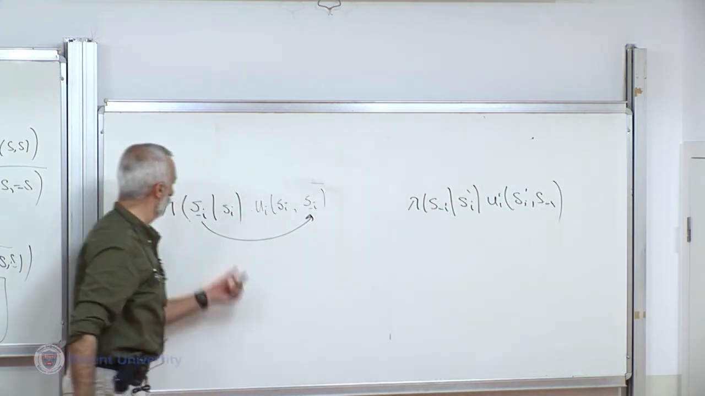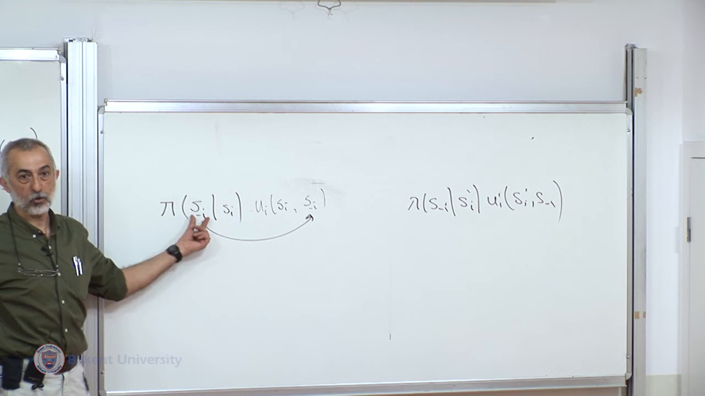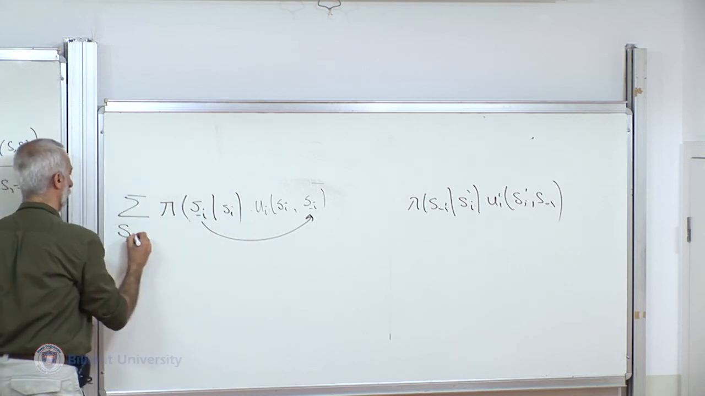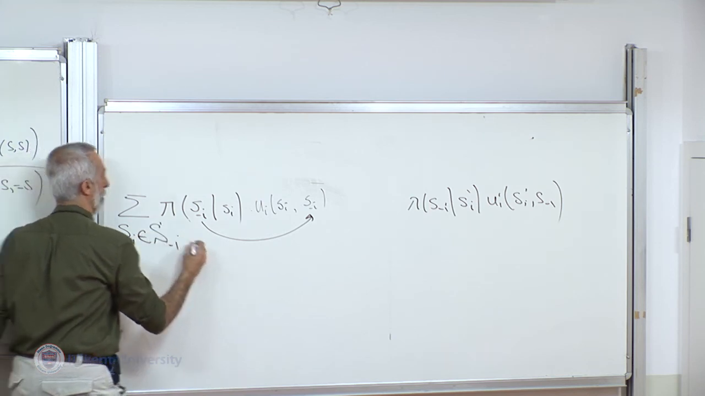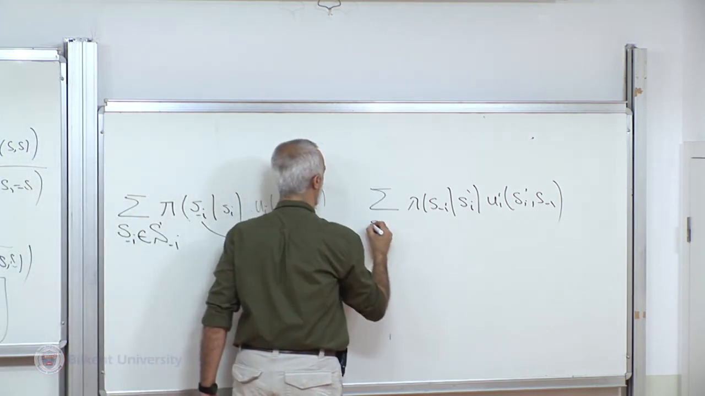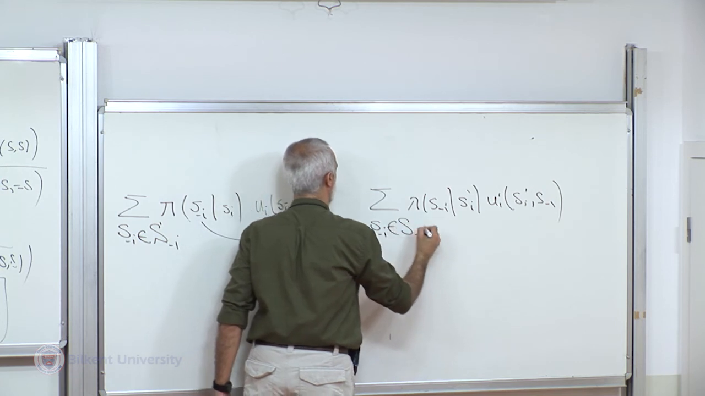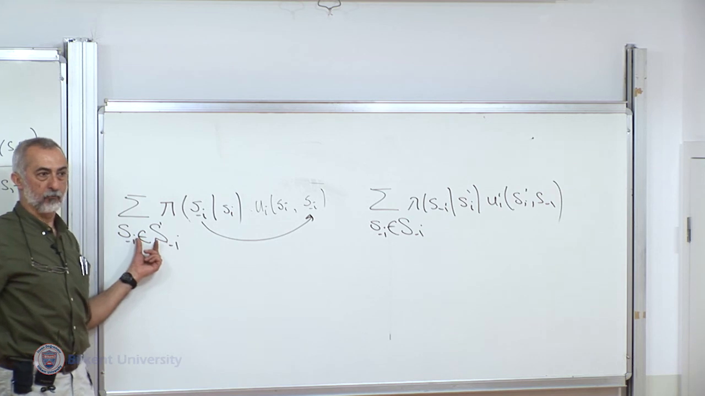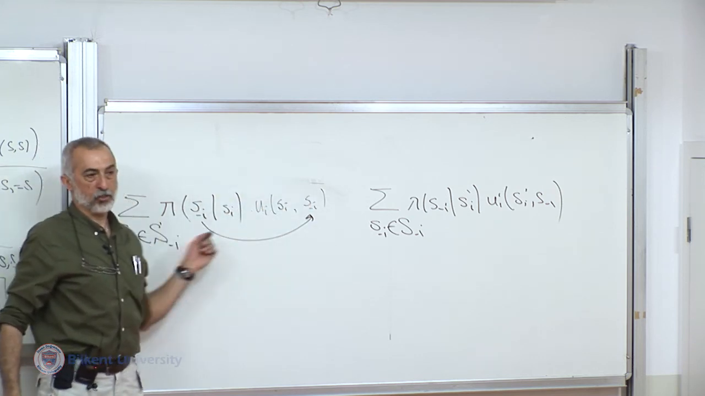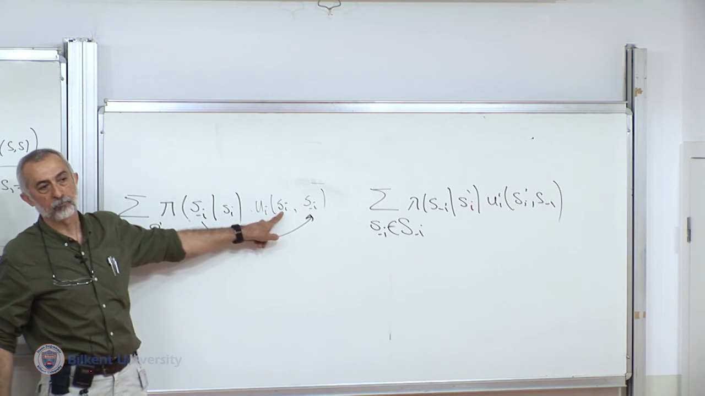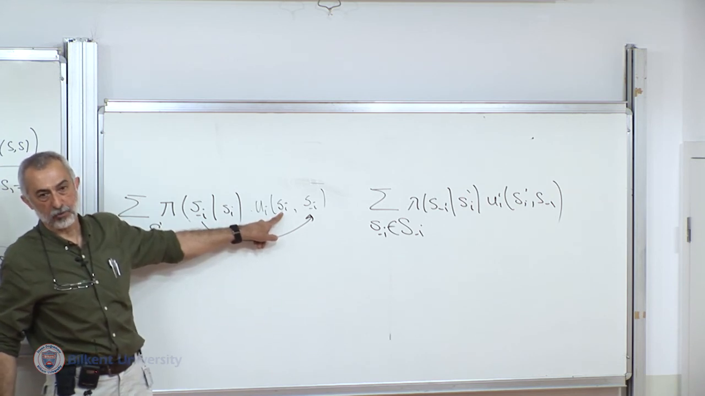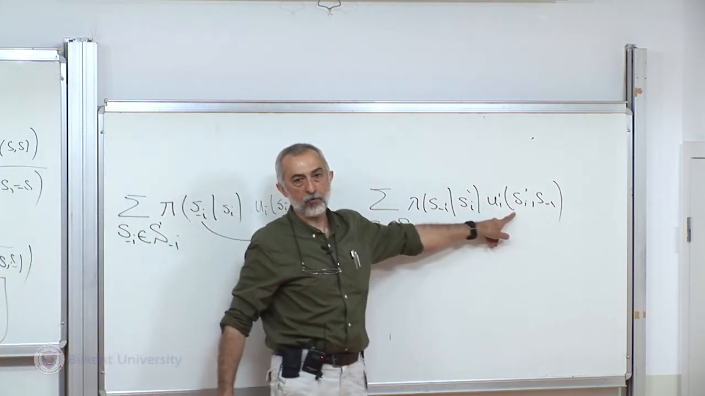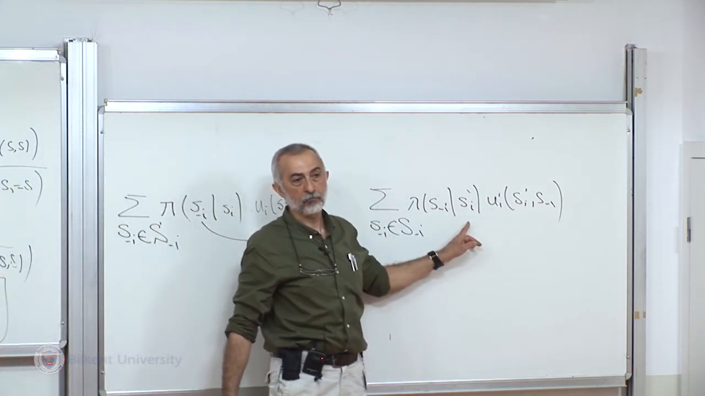And what do we do? Of course, we don't know what S minus I is, so what do we do? We take the summation. Okay. So that's the expected payoff that I would receive if I follow the recommendation, if I play Si. Okay. That's the expected payoff I would get if I deviate to something else.